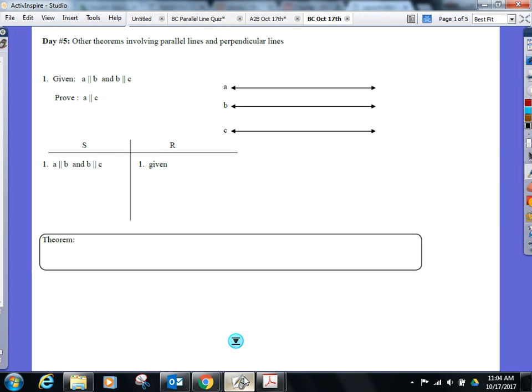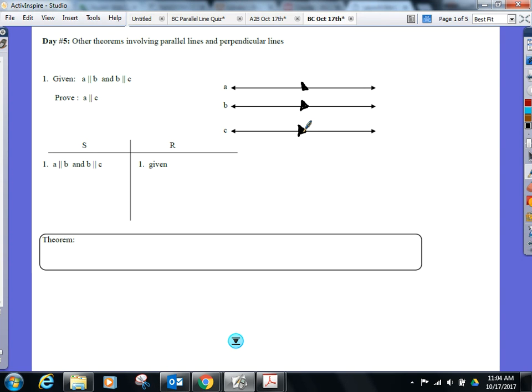Okay, so here we go right away with the first theorem. Look at what I have given you right now. A is parallel to B and B is parallel to C. So you know basically all 3 lines are parallel to each other. But we got to explain why A is parallel to C.